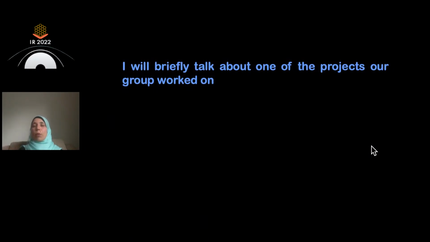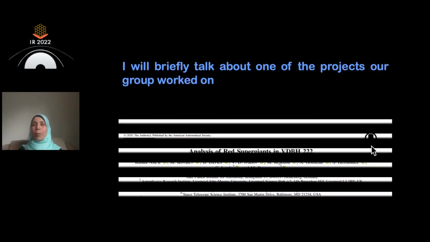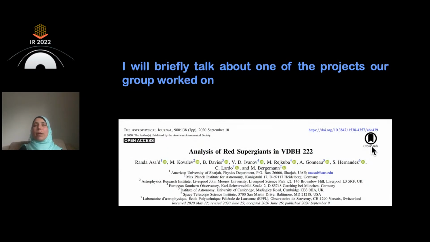And I'm going to end by talking a little bit about one of the projects that our group worked on related to this topic. So we studied the details of a star cluster called VDBH222. This is one of the red supergiant clusters, so it has many red supergiants in it. And this is a collaboration done with many astronomers from different institutes around the world.